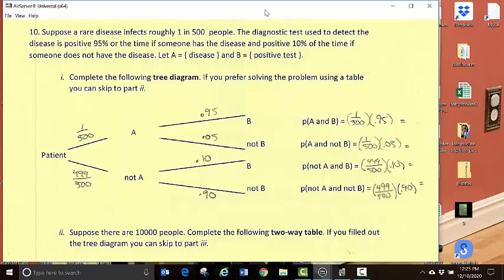So here's the deal. Suppose a rare disease affects 1 in 500 people. So immediately you have disease or not disease. So 1 out of 500 have it, and 499 out of 500 don't. Hopefully this will help you on your homework because there are like a zillion of these on your homework.